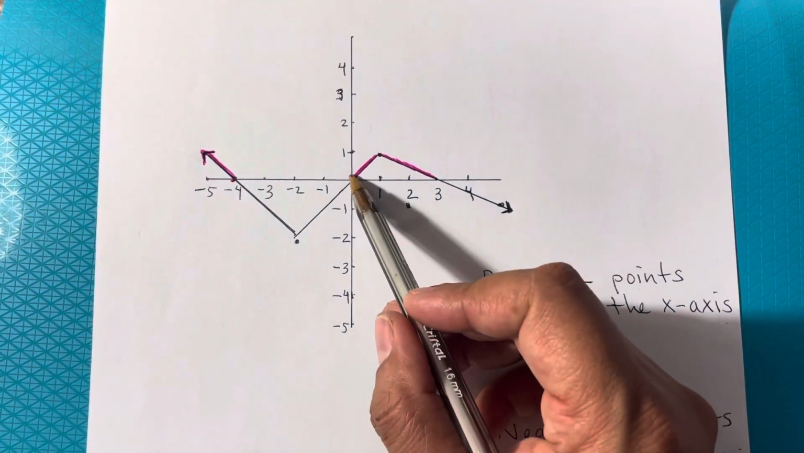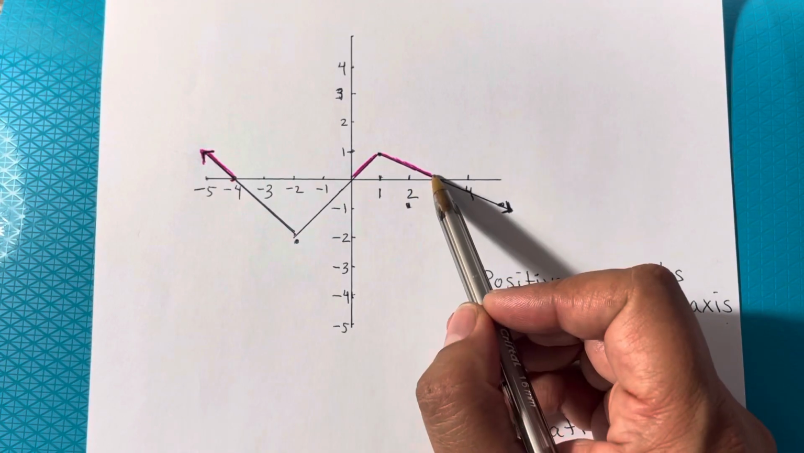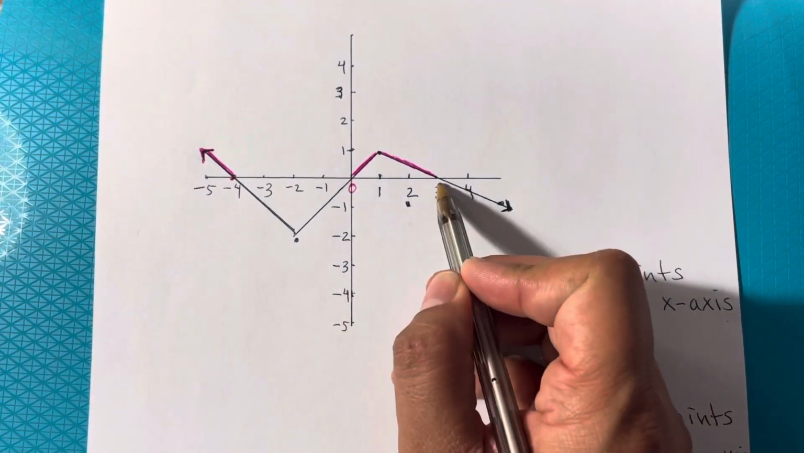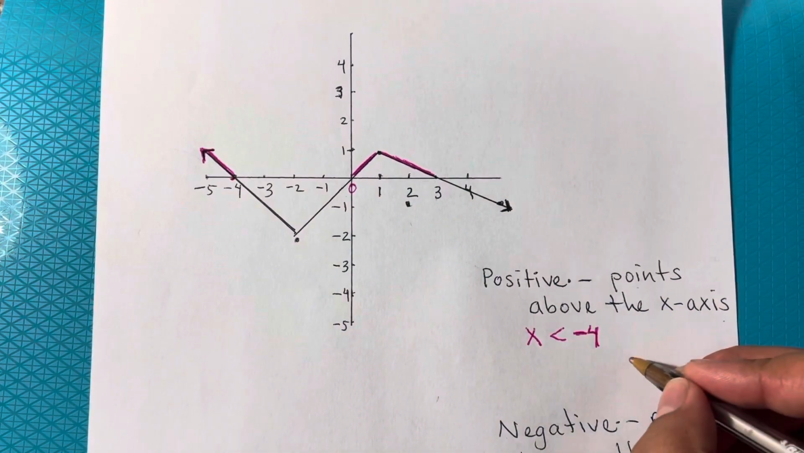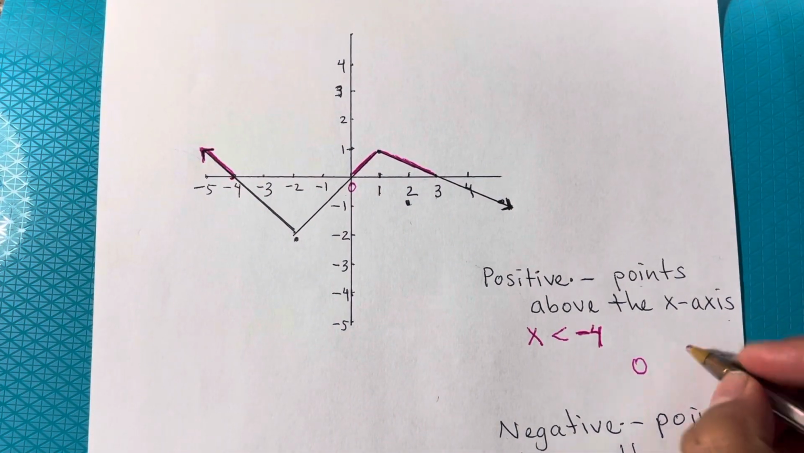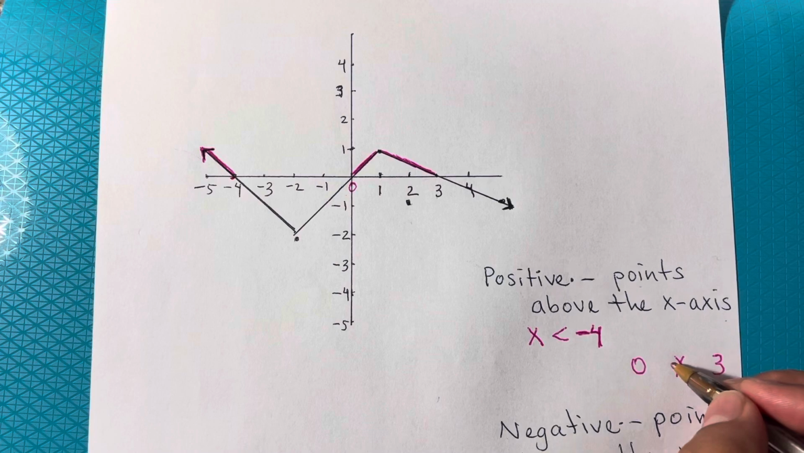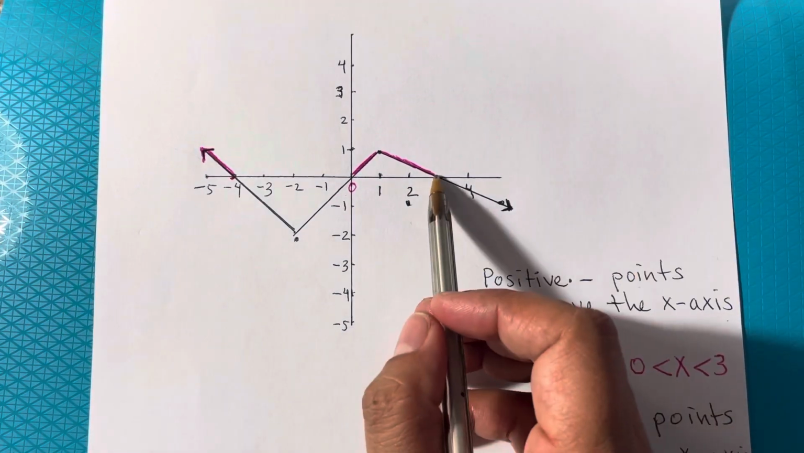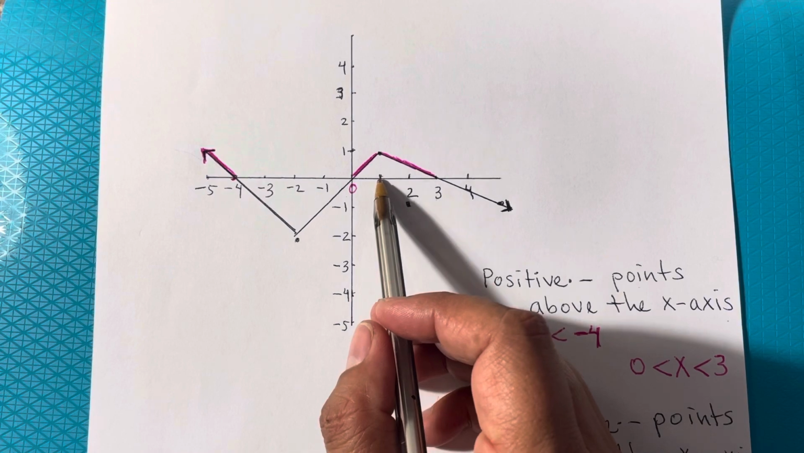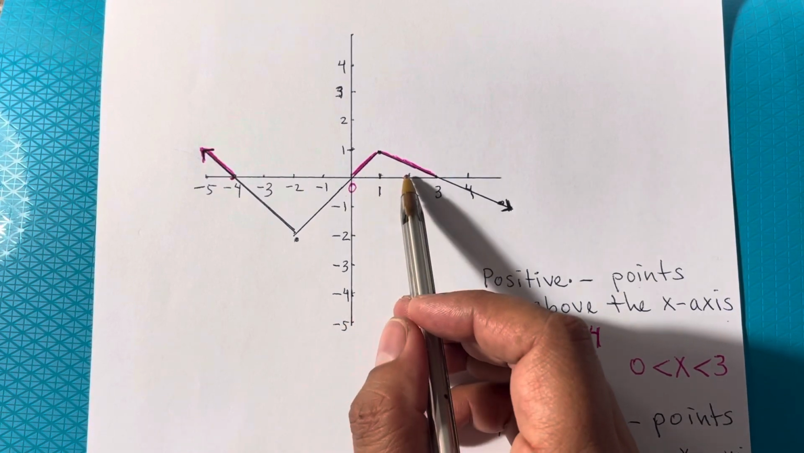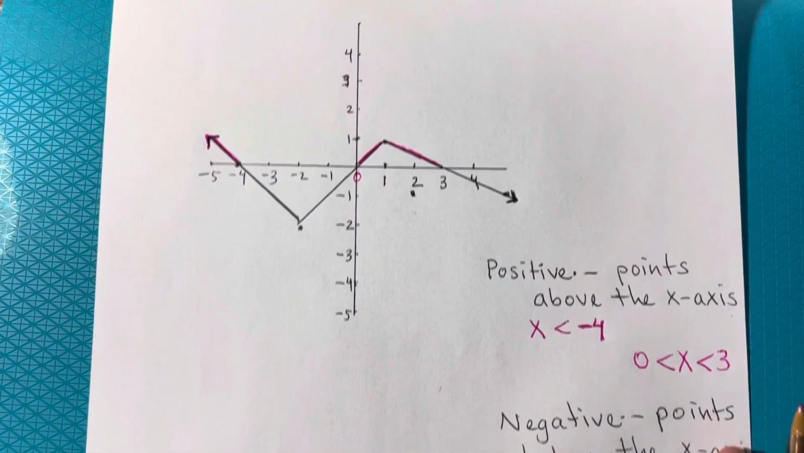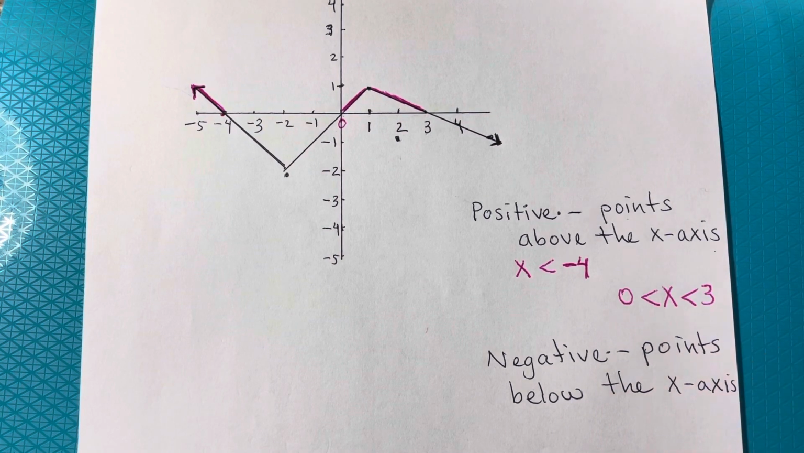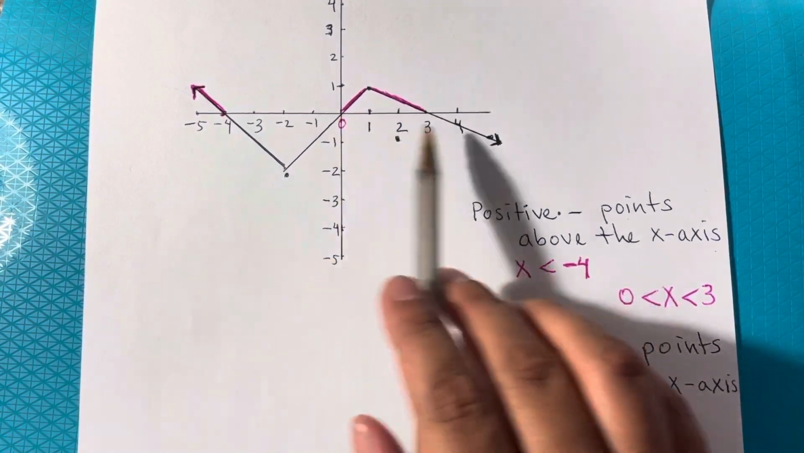But also in here we can say it's when x is between 0 and 3. When we have that notation, we write the 0 and the 3, put x in the middle, and say that x is greater than 0 but less than 3. That's how you read it: x is greater than 0 and less than 3. So it's between those two numbers.